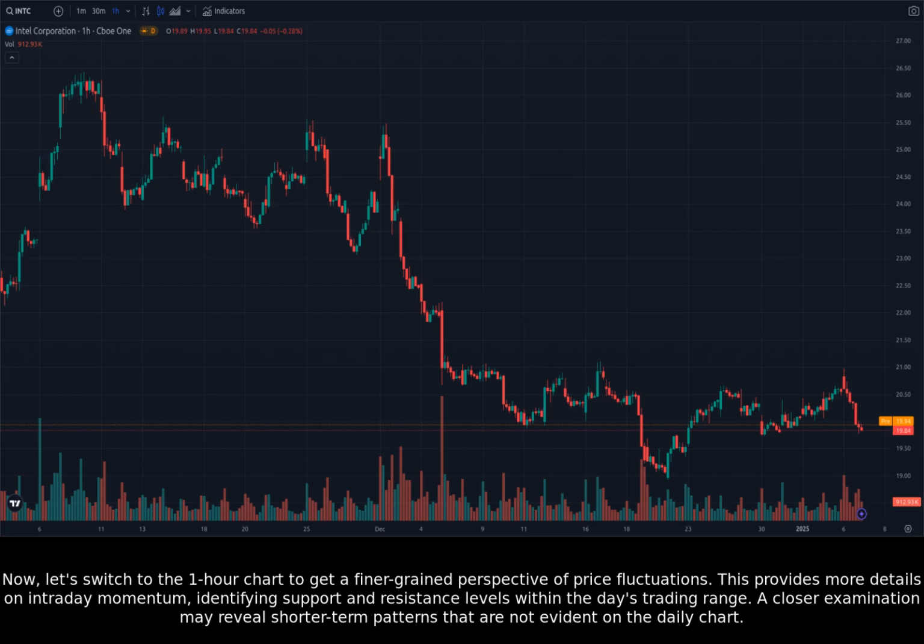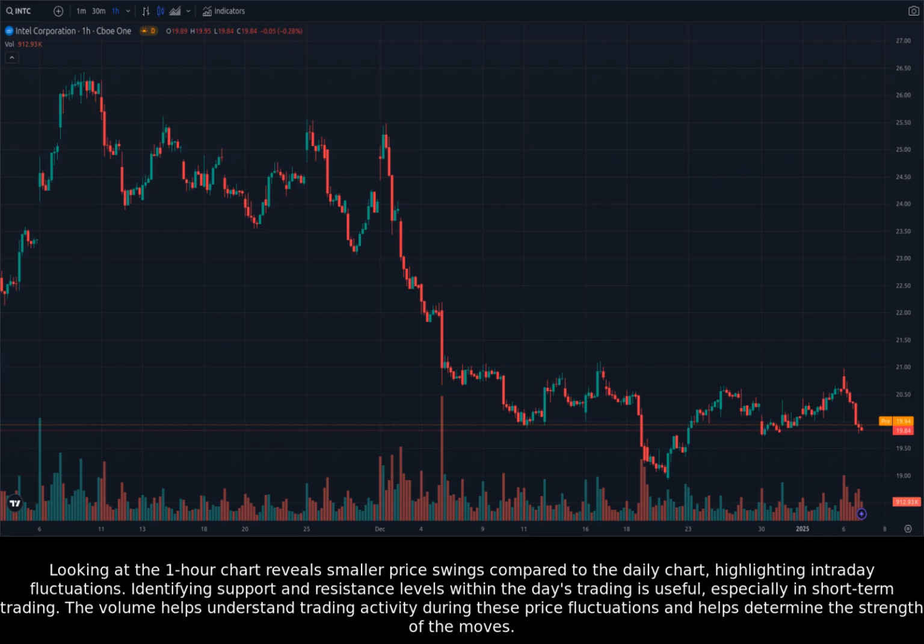Now, let's switch to the 1-hour chart to get a finer-grained perspective of price fluctuations. This provides more details on intraday momentum, identifying support and resistance levels within the day's trading range. A closer examination may reveal shorter-term patterns that are not evident on the daily chart.